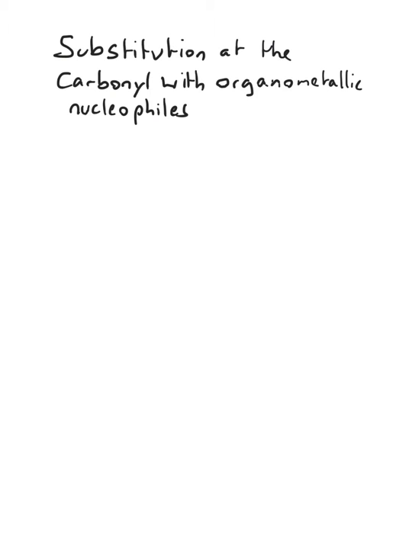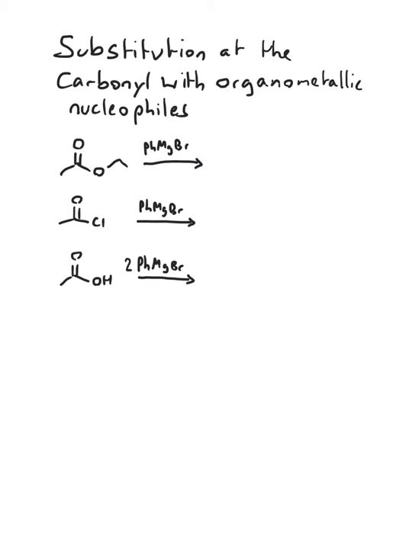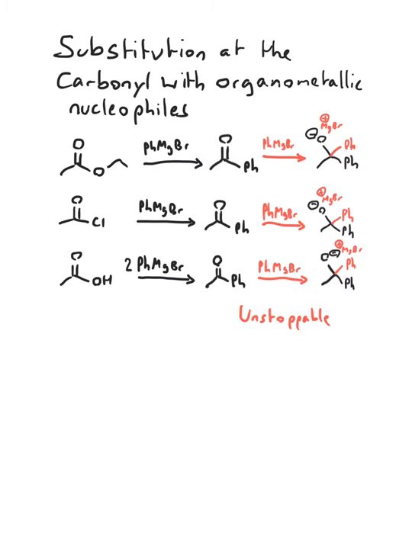This video is about the substitution at the carbonyl with organometallic nucleophiles. Similar to lithium aluminum hydride, Grignards, for example, can also react with practically all carbonyls. However, after reacting once, causing a substitution to occur, you form a ketone. We know that Grignards react with ketones, so therefore we usually get an addition reaction also.